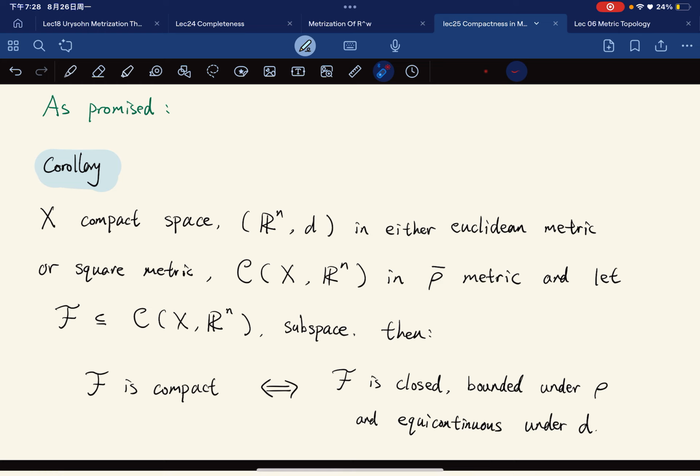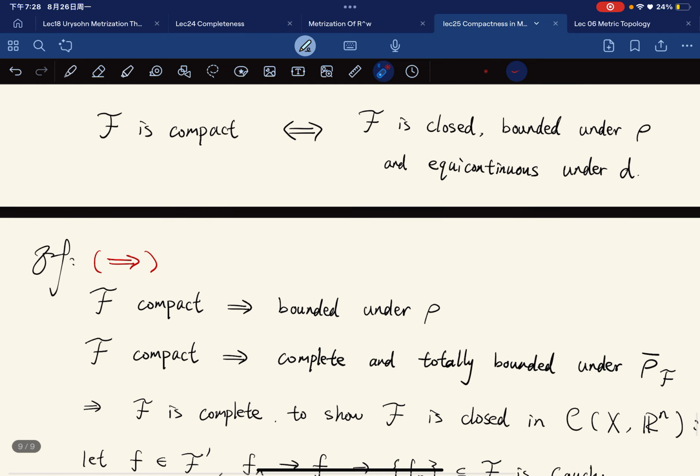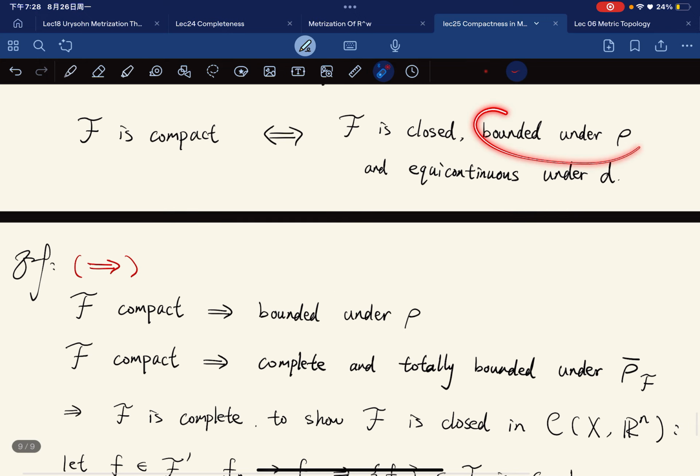And finally, we're going to characterize the compactness of subsets of the continuous mappings. The corollary is that in the exact same setting, any subset F of this is compact if and only if it's closed, bounded, and equicontinuous under D. This is very familiar from the Heine-Borel theorem, right? It is closed and bounded with an extra condition of equicontinuity, and this is equivalent to being compact. For this direction, if it's compact, it is bounded on rho, so this is done.